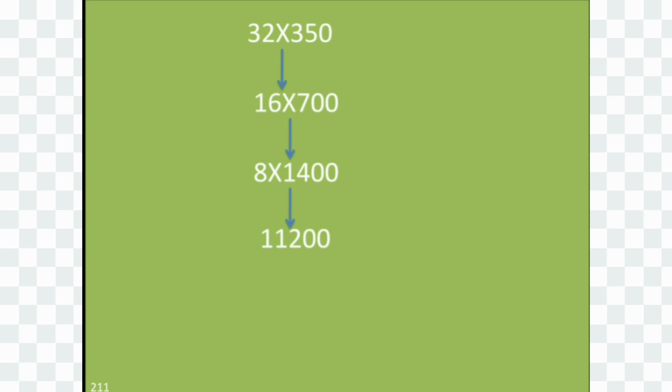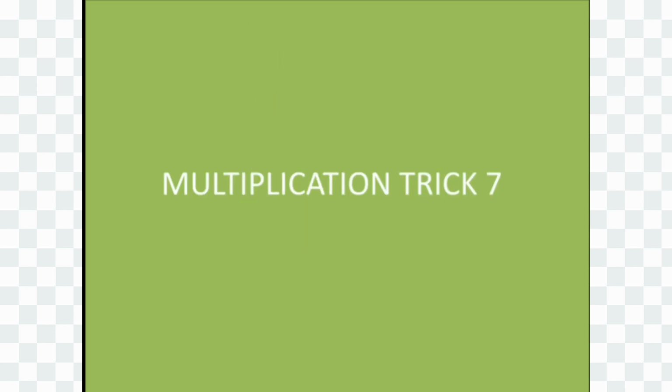We can subdivide within our mind and can tell the answer directly without doing the multiplication and making it more complex. So making it simple, we are going to use this trick. So it will be very useful. Let's see the next trick, multiplication trick 7.